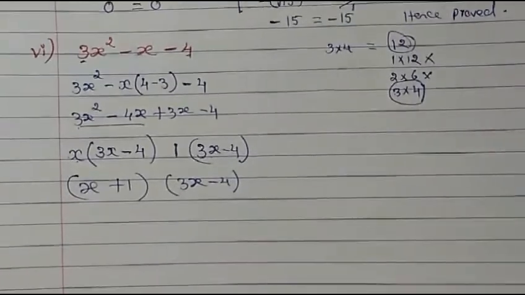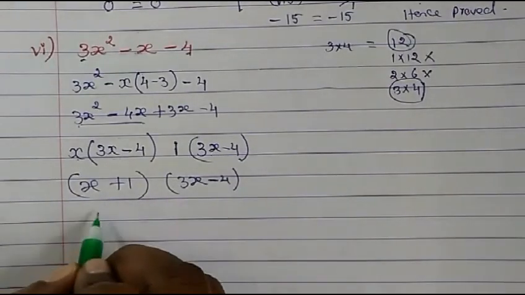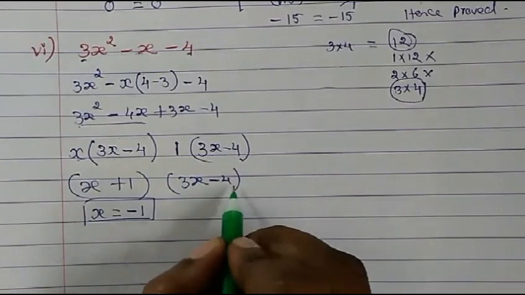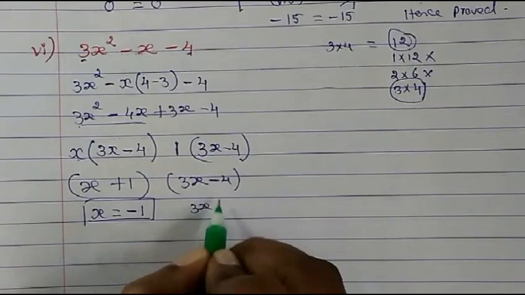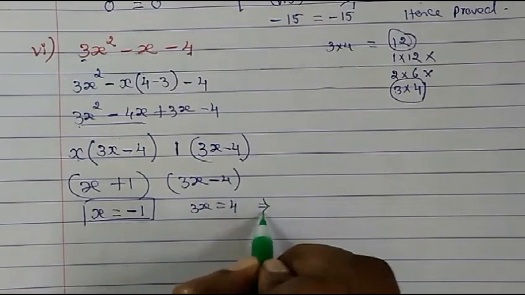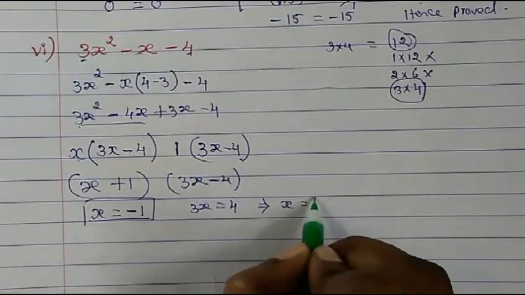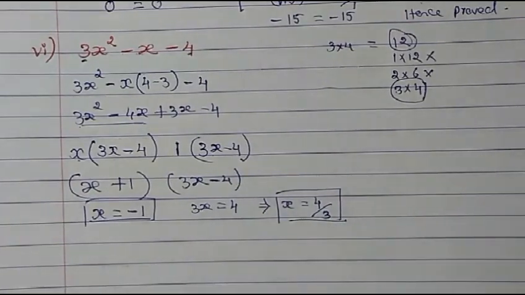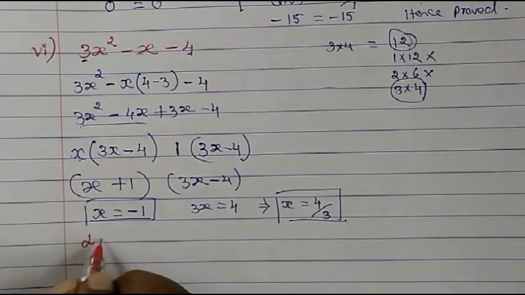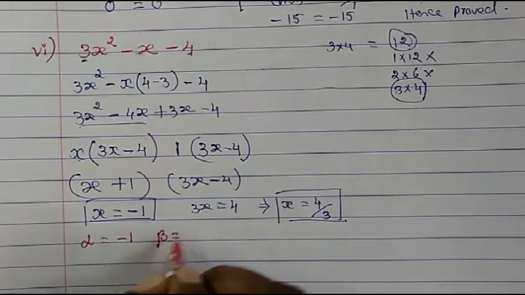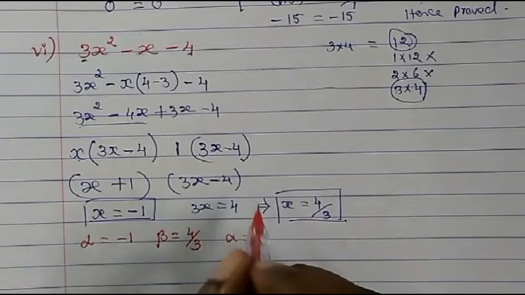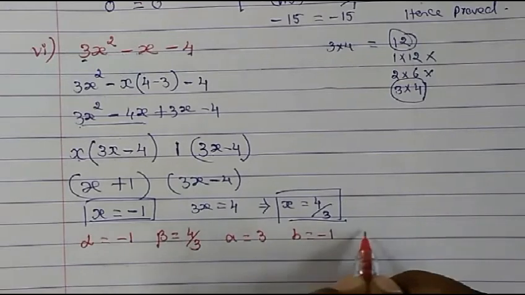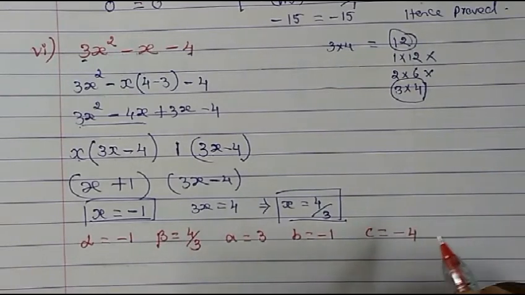So let's get the zeros of this. x plus 1 means x equals minus 1. And then 3x minus 4 means 3x equals minus 4, which becomes plus 4. Then x equals 4 upon 3, as this 3 comes to the denominator as division. So let's write down the alpha and beta values. Alpha is minus 1, beta is 4 upon 3. A is 3, B is minus 1, C is minus 4.